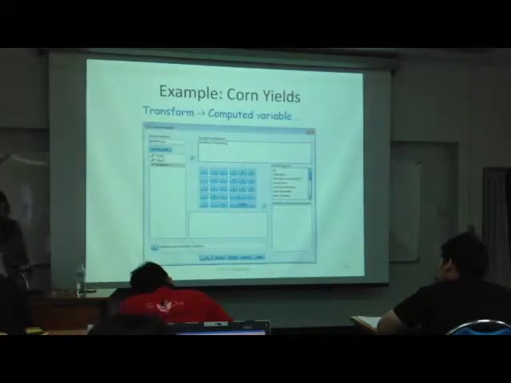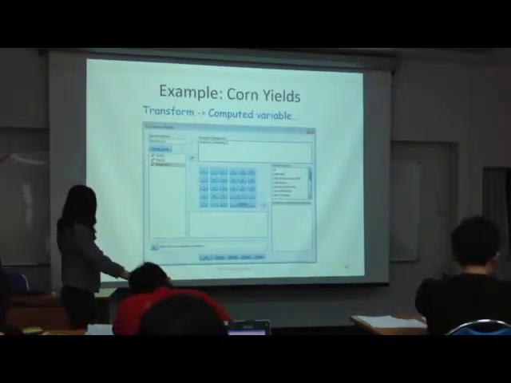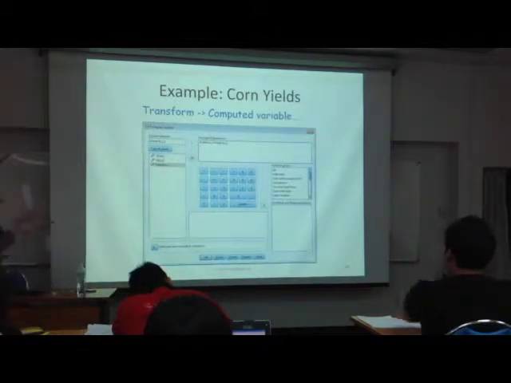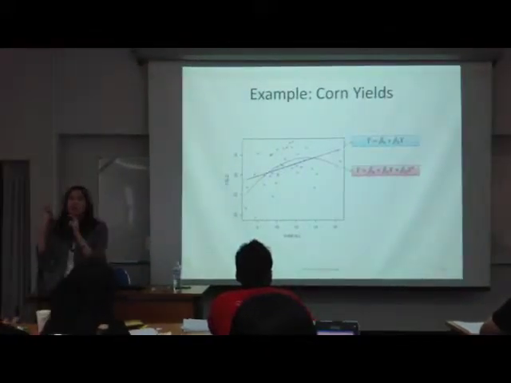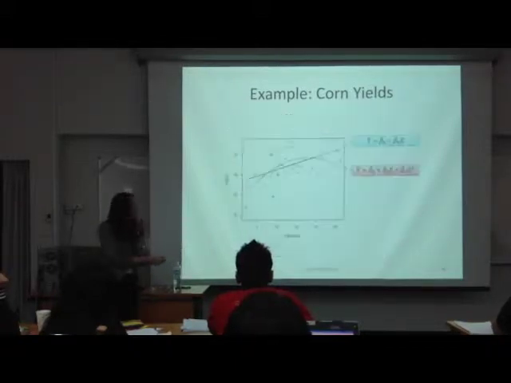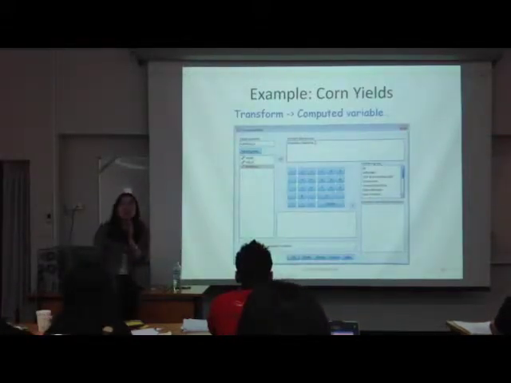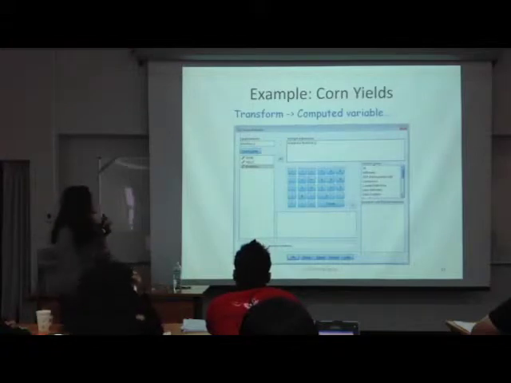So how to get the results in SPSS? And this is new. Suppose that your data set contains only two columns. Okay, the first column is corn yield, and the second column is rainfall. But then you have to include the square term, right? Then you have to transform the variable first. Okay? So you go for Transform and then Compute Variable.